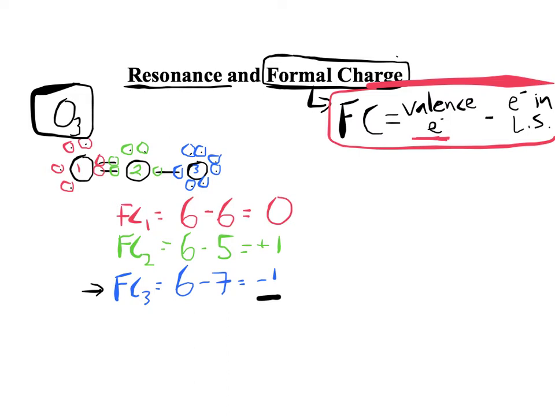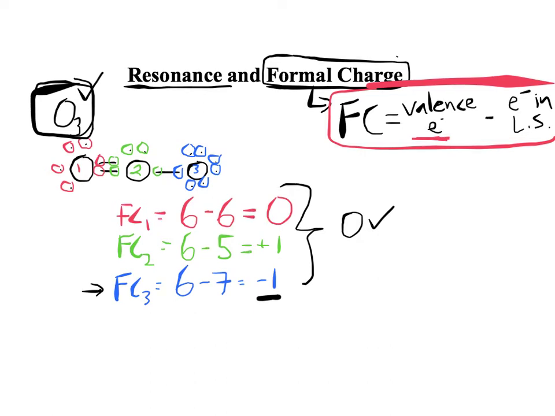The other thing to notice is if we add up all the formal charges, 0 plus 1 minus 1, we get 0. And whatever you get when you add up the formal charges, this should be a rule to write down, the sum of the formal charges is going to equal the charge on the molecule. 0 equals 0. Boom. Done.